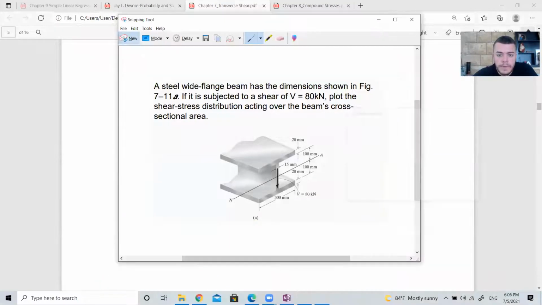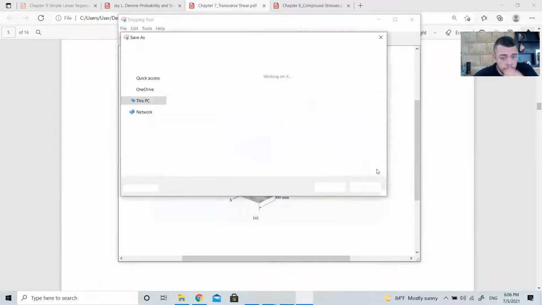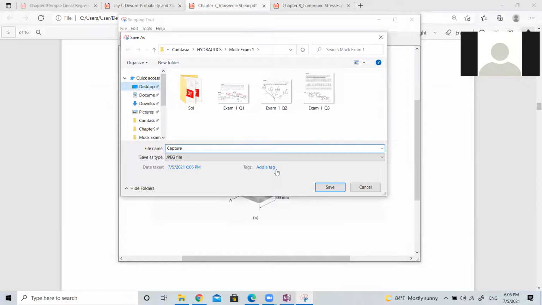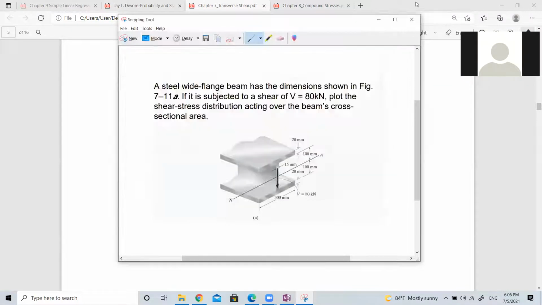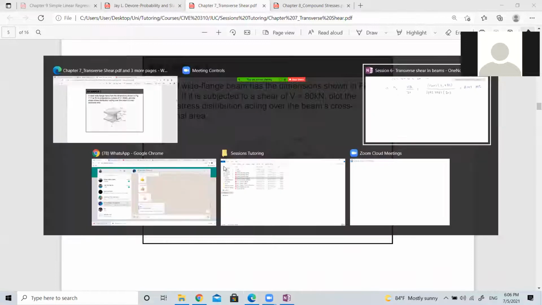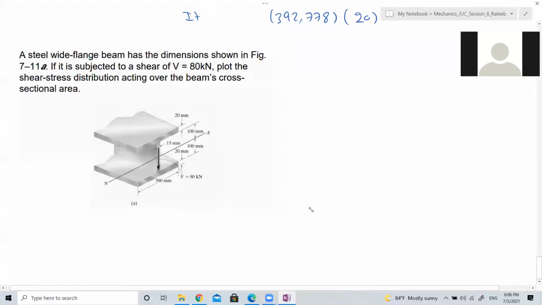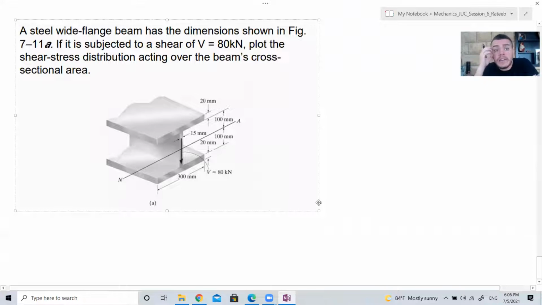Let's solve this example. A steel wide flange has the dimensions shown in figure 711A. If it is subjected to a shear force of 80 kilonewton, plot the shear stress distribution acting over the beam's cross section. So this is an I beam, because its shape looks like the letter I.